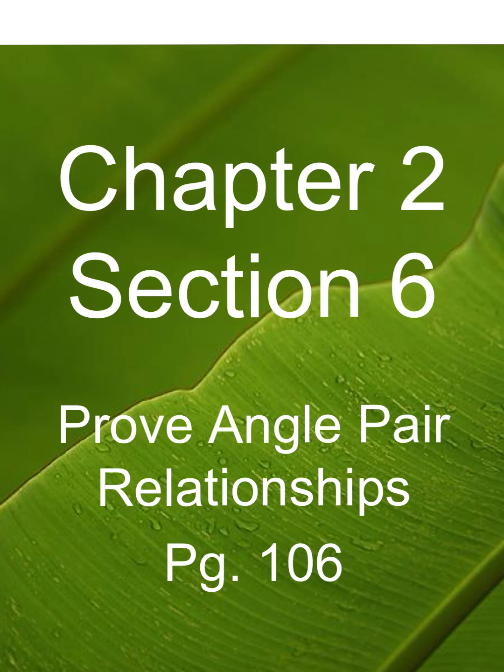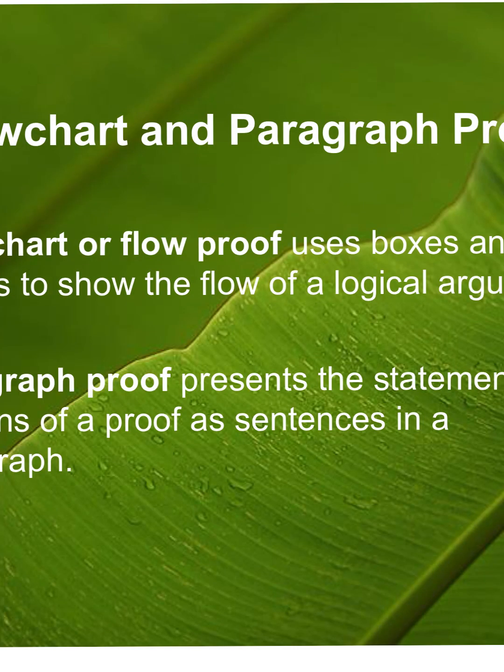So today we're going over section 2.6, prove angle pair relationships. All right, a flowchart and paragraph proof. A flowchart, or flow proof, uses boxes and arrows to show the flow of a logical argument, and a paragraph proof represents the statements and reasons of a proof as a sentence in a paragraph.